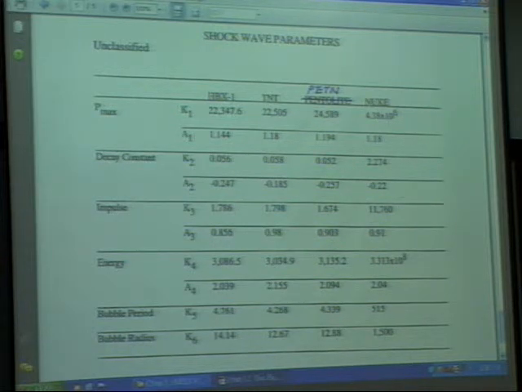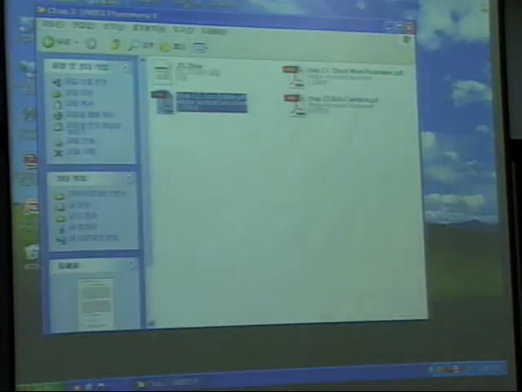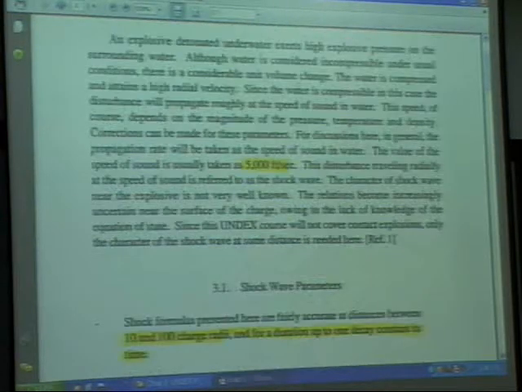But this value is all valid, unclassified. PTN and the pentolite are very close, the values are very close to each other. But this data is really PTN. So that's why I changed to PTN. This is 3.2. So we are still in 3.3.